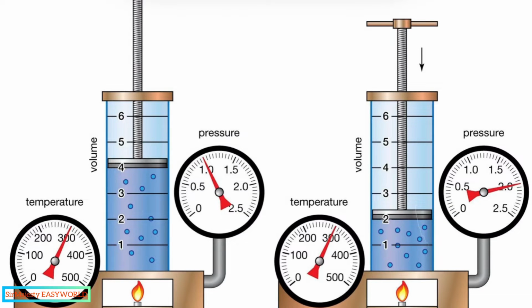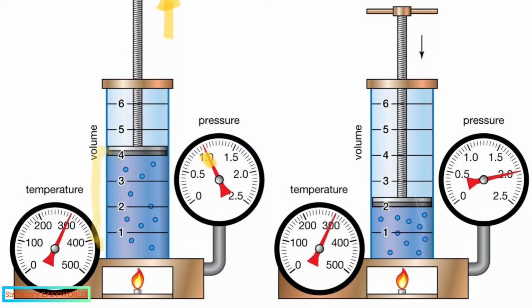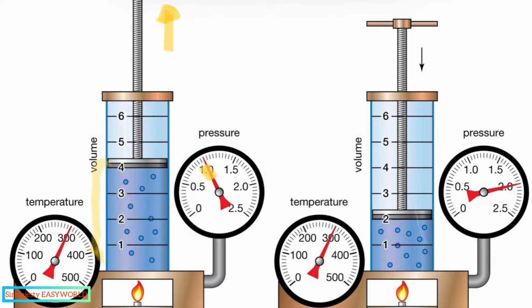Now, if you check this particular drawing here, the piston was released a bit, such that the volume of the gas was, in this case, 4, and the pressure here is 1, and the temperature is 300. Temperature remained 300.